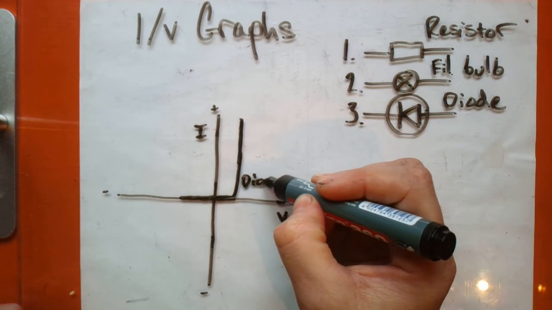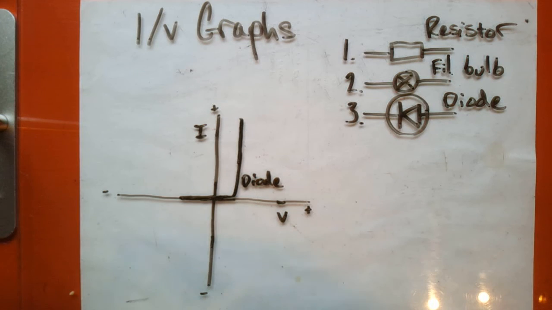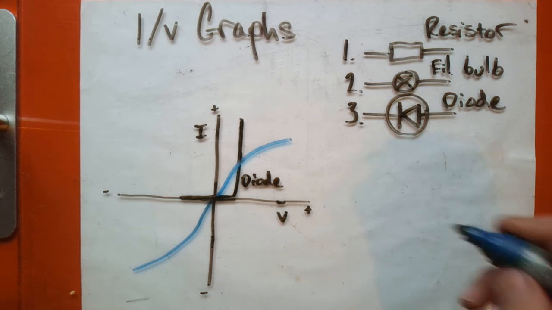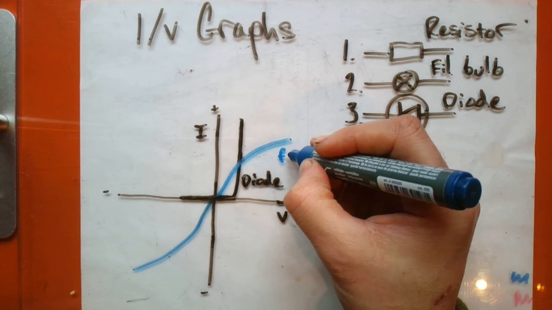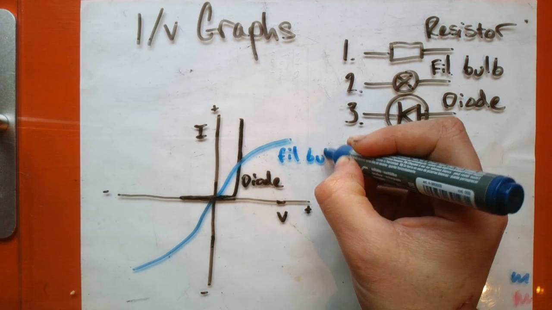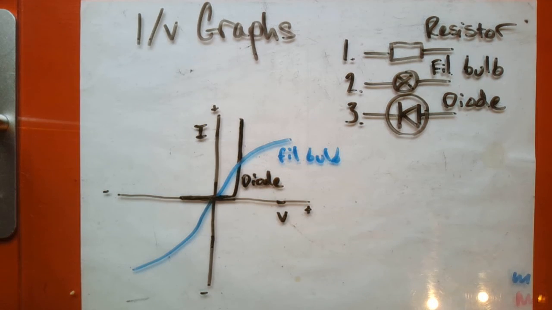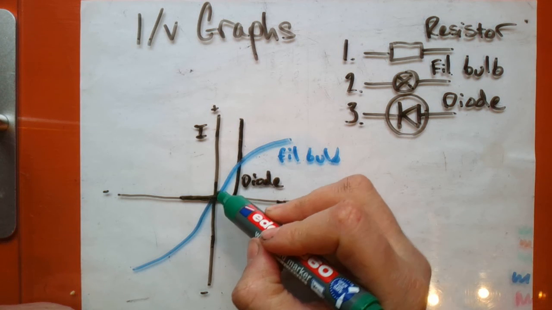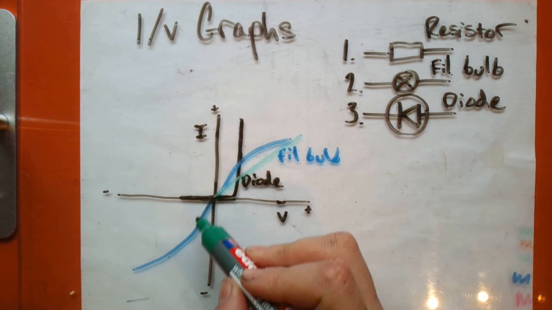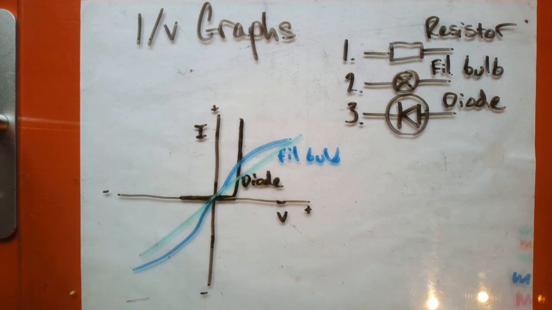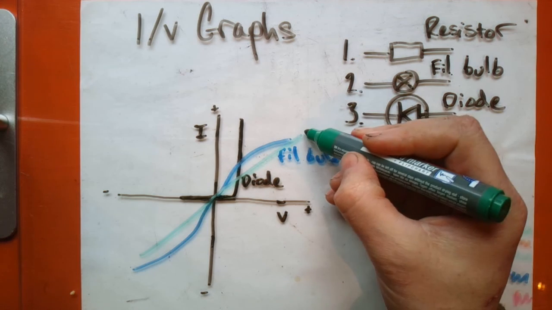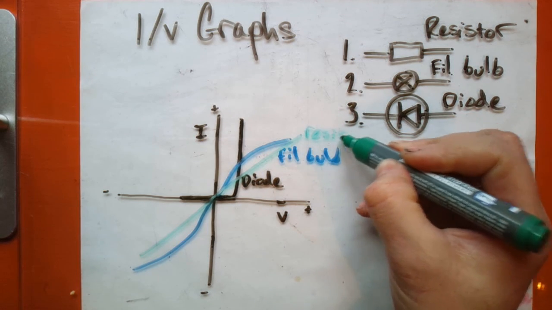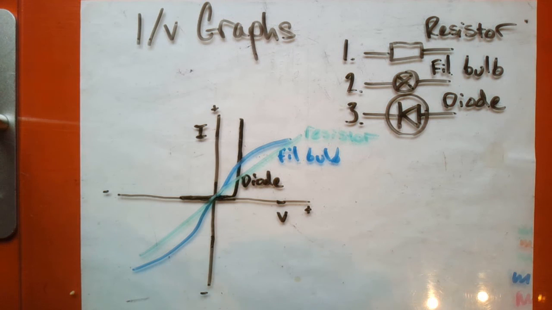So the main things to remember from today: a diode is this one here, looks like this. A filament bulb looks like this. And finally, your old favourite, the resistor, which is the only ohmic device here, looks like this one here. This is also known as a fixed resistor.